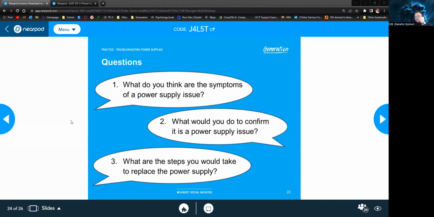Okay. Steps to replace a power supply. So who can help me out with that?